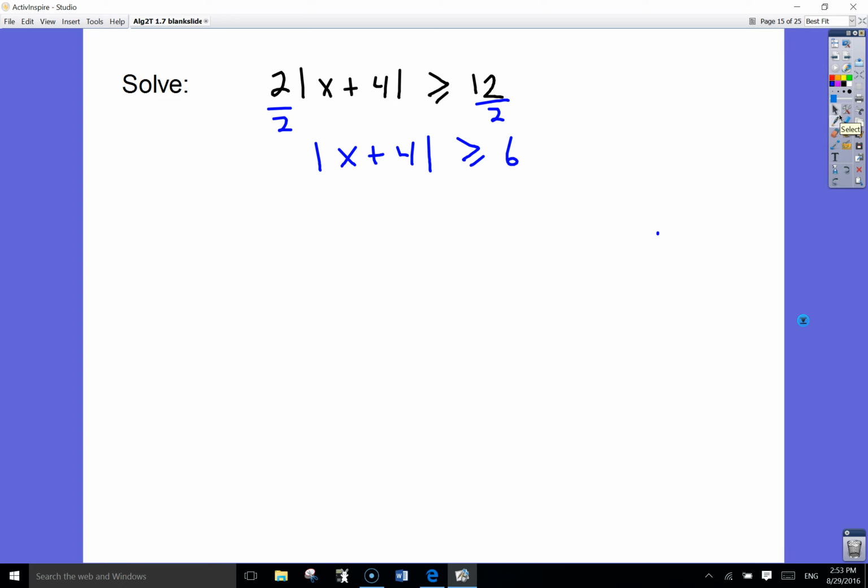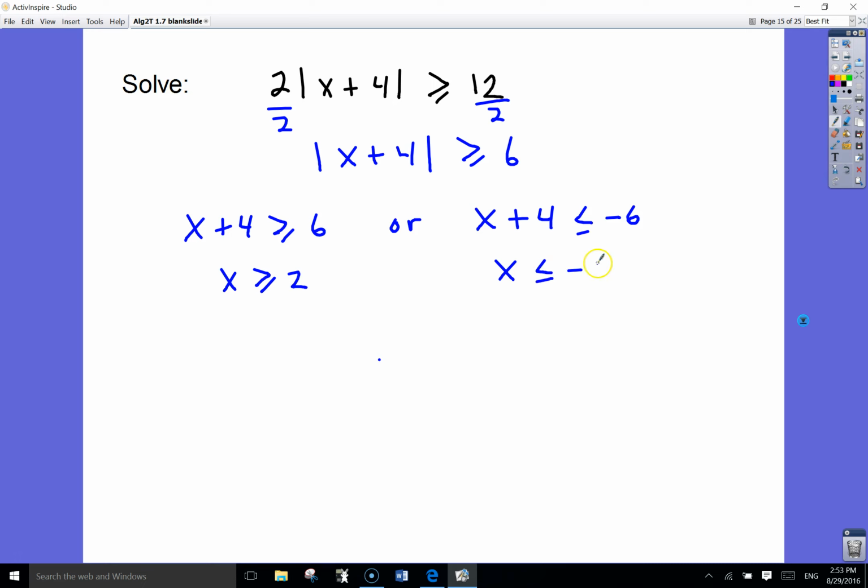We're going to write two different inequalities. Again, either our expression is greater than or equal to 6, or it's less than or equal to negative 6. Solve. Subtract 4: x is greater than or equal to 2. Subtract 4: x is less than or equal to negative 10. And graph.